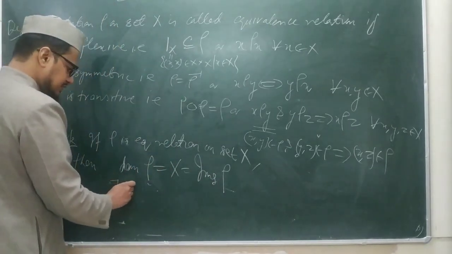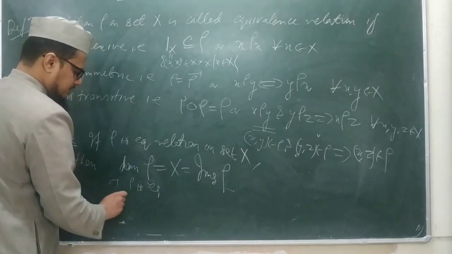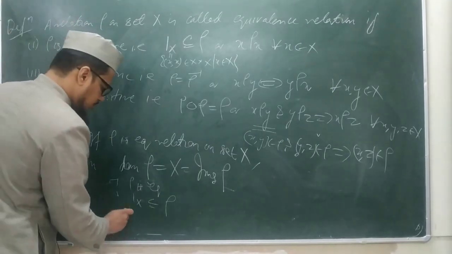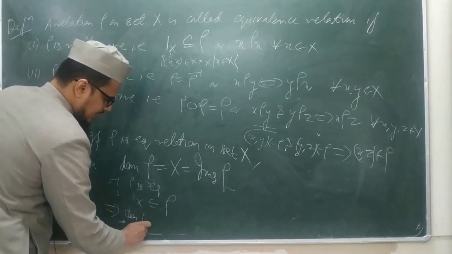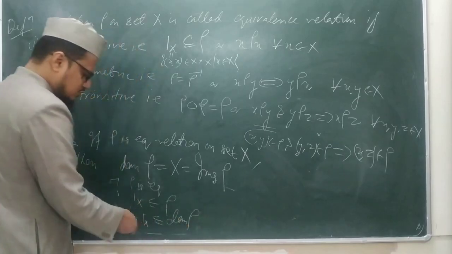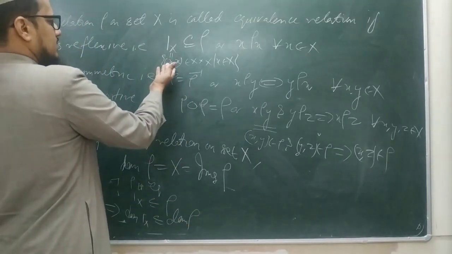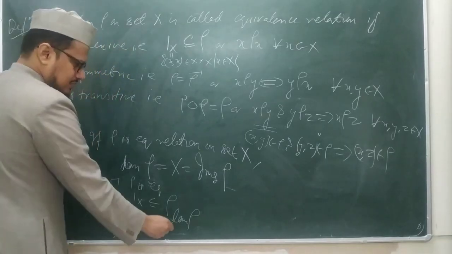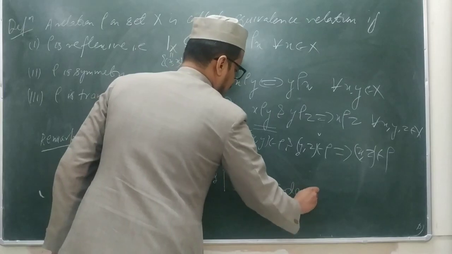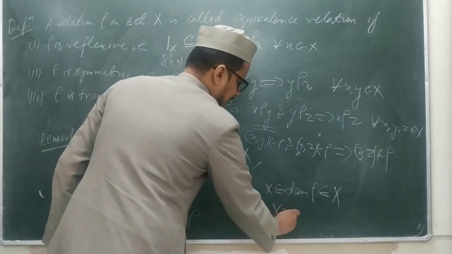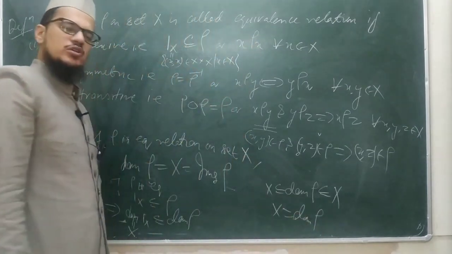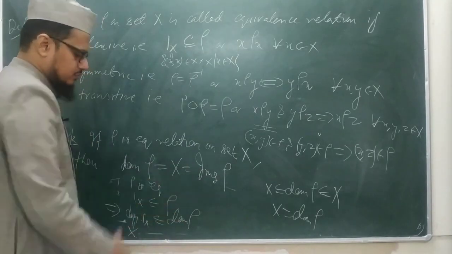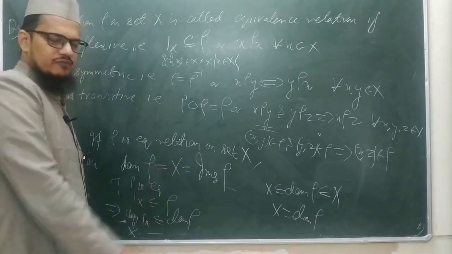See, when it is given, since rho is equivalence, therefore 1x is contained in rho or not? Is it clear? So it implies that domain of 1x is contained in domain of rho. And what is domain of 1x? 1x is set of all x comma x, x belongs to x. So domain of 1x is what? It is whole x. So x is contained in domain rho. And of course, domain rho is contained in x. So in this way, x and domain rho both become equal to each other. In a similar way, you can prove that image of 1x is contained in image rho. You can prove.